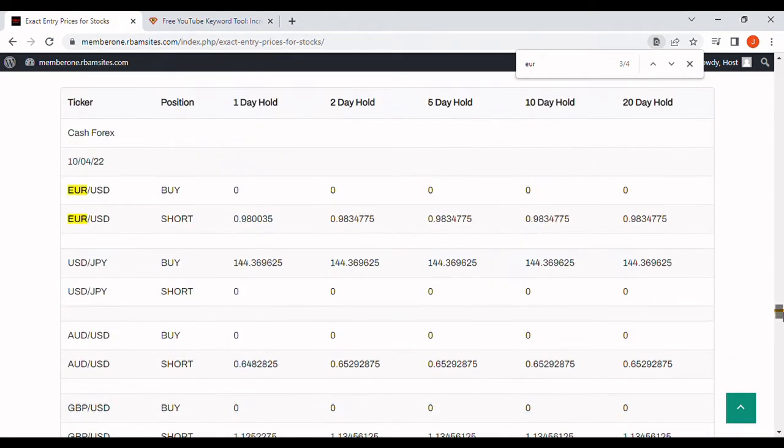We put out algorithmically generated prices for currencies every morning before 7 a.m. and today's out for the 4th. This had a short position at 0.9800. The market has not gotten that low, but it did put out a short position on a 1-day hold, and you can see these other numbers. Some of these have been hit for short position 2-day, 5-day, 10-day, and 20-day holds.